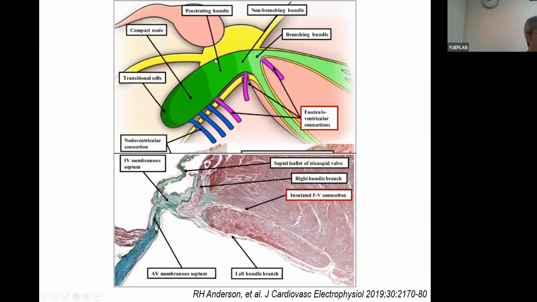This picture depicts the unusual accessory pathway. This is the compact AV node and penetrating bundle, and right bundle, left bundle. The ventricular connection is this one, and this connection is the nodoventricular pathway.